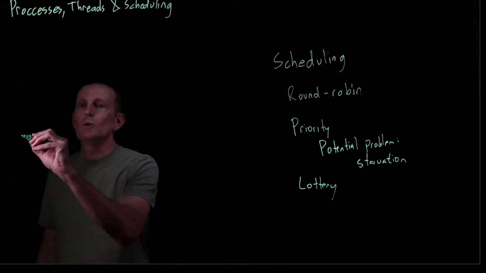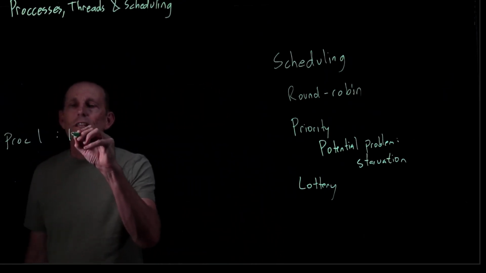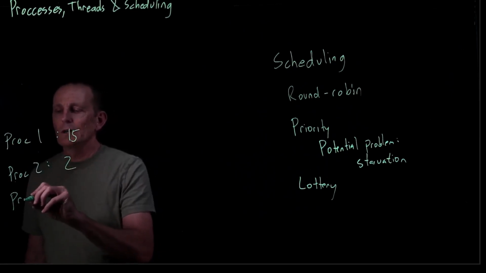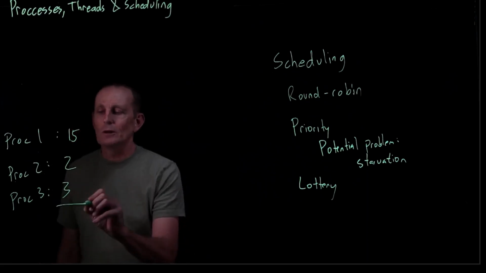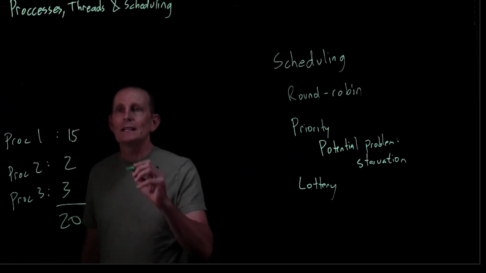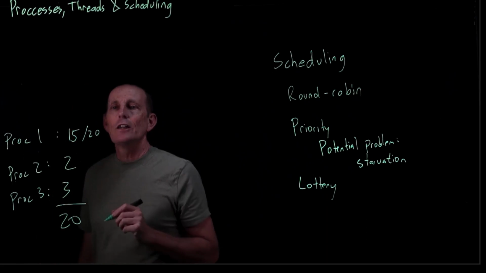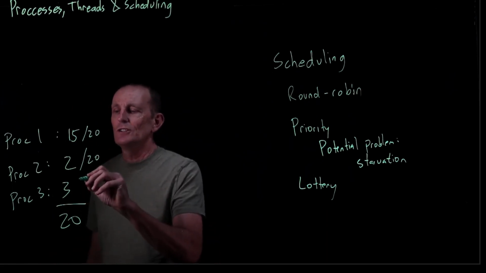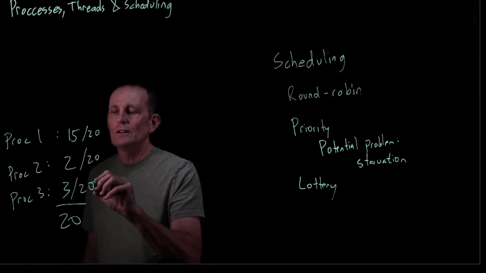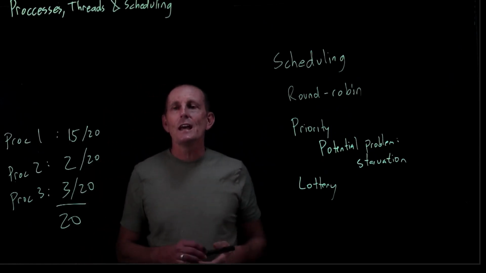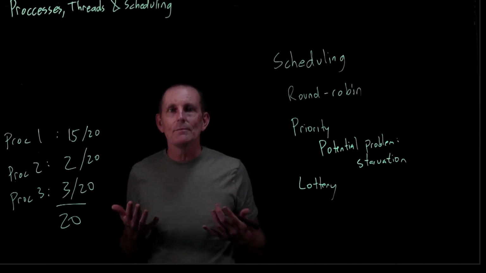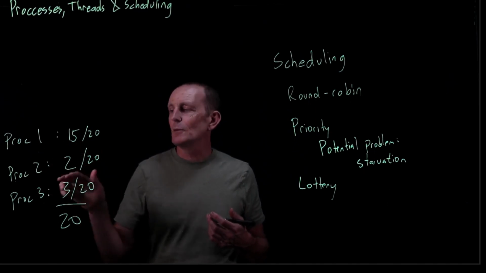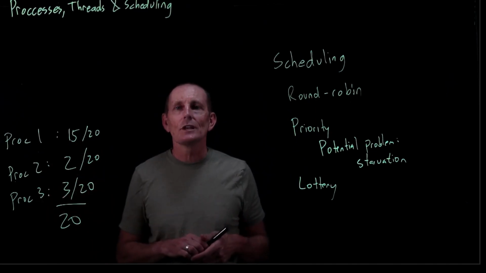So for instance, if you have proc 1 with priority 15, proc 2 with priority 2 and proc 3 with priority 3, then we have a total of 20 tickets. And basically, proc 1 is going to have a 3/4 chance of running at any time. Proc 2, 2/20, and proc 3, 3/20. So what that's really going to say is, over time, on average, proc 1 is going to get 3/4 of the CPU time, proc 2, 10%, and proc 3, 15%.